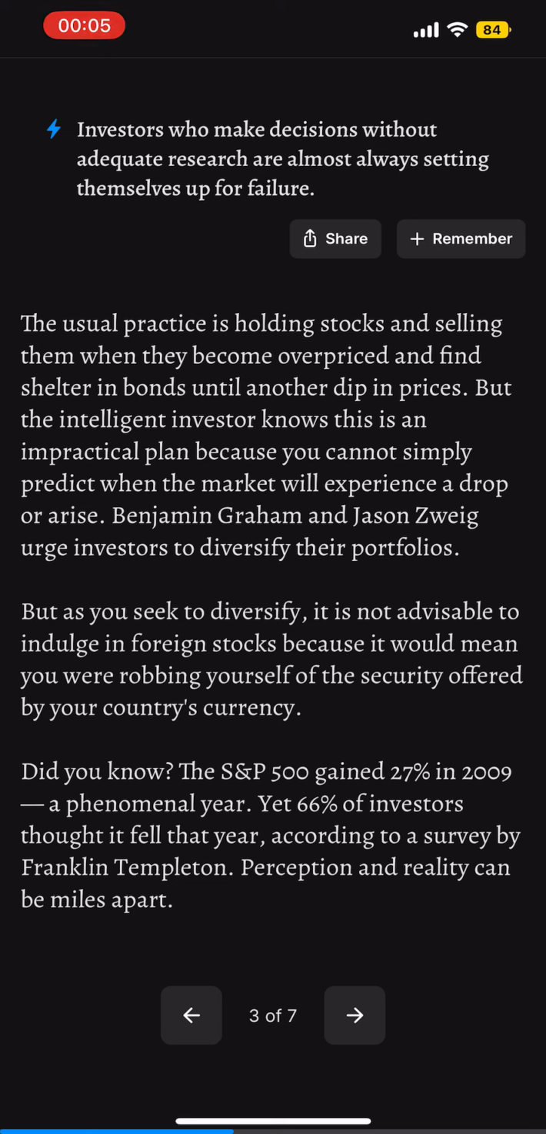Did you know the S&P 500 gained 27% in 2009, a phenomenal year? Yet 66% of investors thought it fell that year, according to a survey by Franklin Templeton. Perception and reality can be miles apart.